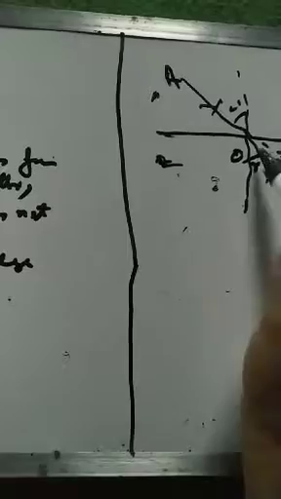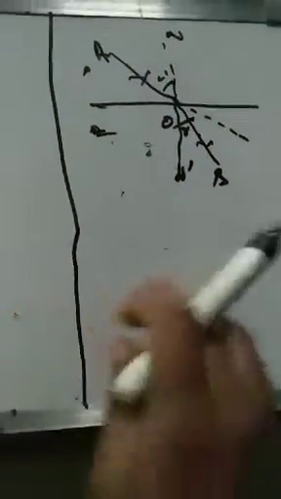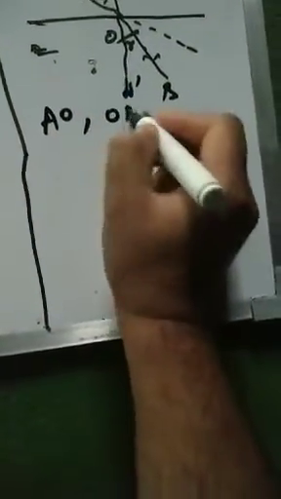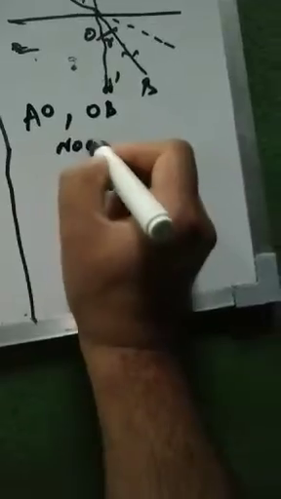So the incident ray, refracted ray, and normal at the point of incidence, all lie in the same plane. Suppose this is the plane board and they lie in the same plane. So this is the second law. Incident ray AO, refracted ray OB, normal NO N dash, they all lie in the same plane.